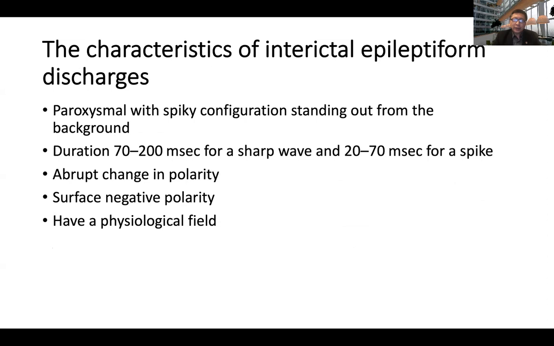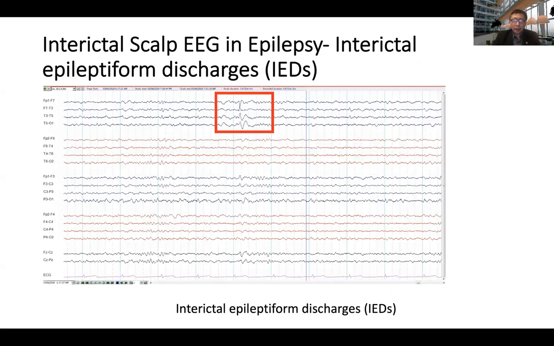The characteristics of the interictal discharge: paroxysmal with a spiky configuration standing out of the background, duration about 70 to 200 milliseconds for a sharp wave and 20 to 70 milliseconds for a spike, abrupt change in polarity, surface negative polarity, and having a field that we call the physiologic field. This is an example picture of the interictal discharge. They stand out with a sharp configuration, with a field involving more than one electrode, and they show maximality at a specific electrode.